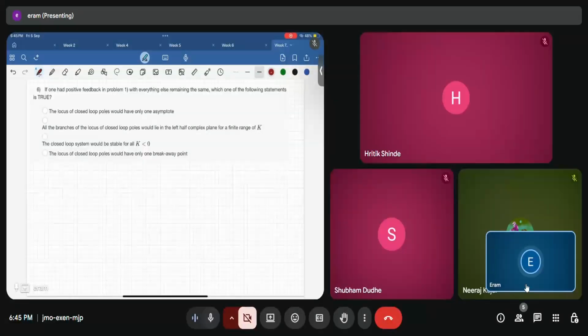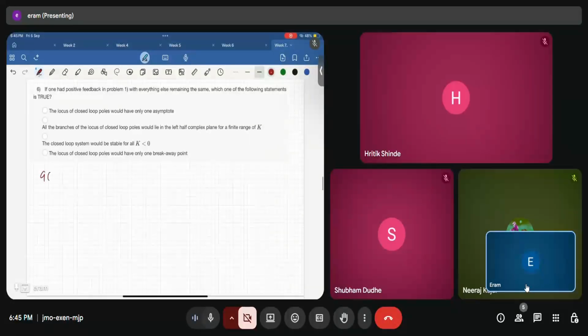So for the same problem in which we were having negative feedback, now the feedback is positive and everything else is the same, meaning k is still negative, but the feedback is changed to positive. Which option is true?